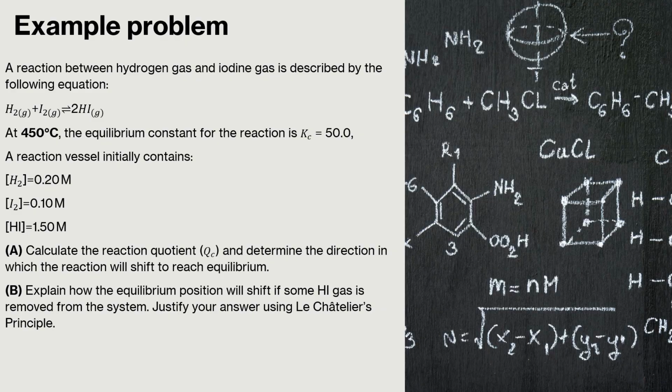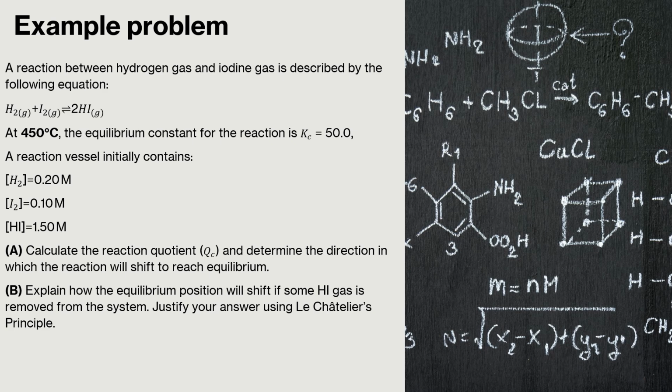A reaction between hydrogen gas and iodine gas is described by the following equation. Hydrogen gas reacts with iodine gas to produce 2 moles of hydrogen iodide. At 450 degrees Celsius, the equilibrium constant for the reaction is 50. Our reaction vessel contains the following components. Hydrogen gas has a concentration of 0.2, iodine gas has a concentration of 0.1, and hydrogen iodide has a concentration of 1.5. So first we must calculate the reaction quotient, Qc, and determine the direction in which the reaction will shift to reach equilibrium.